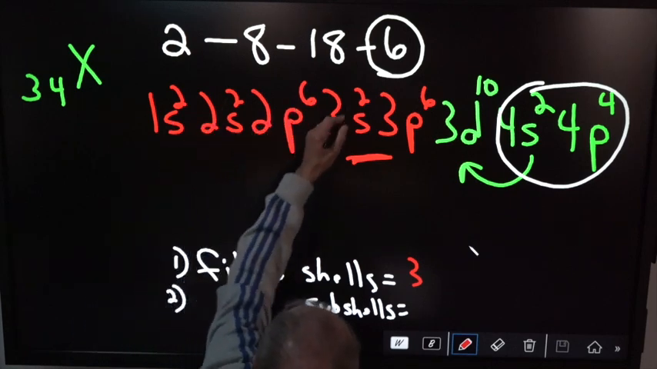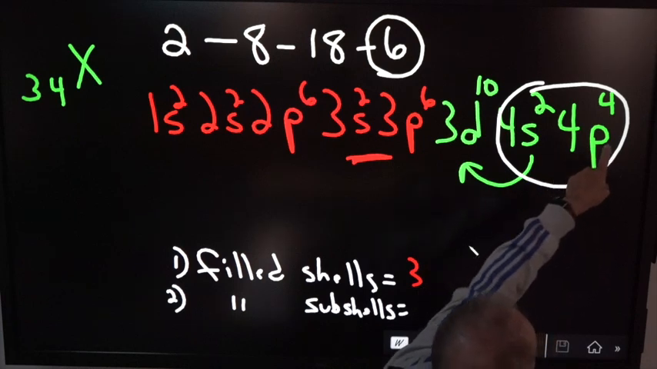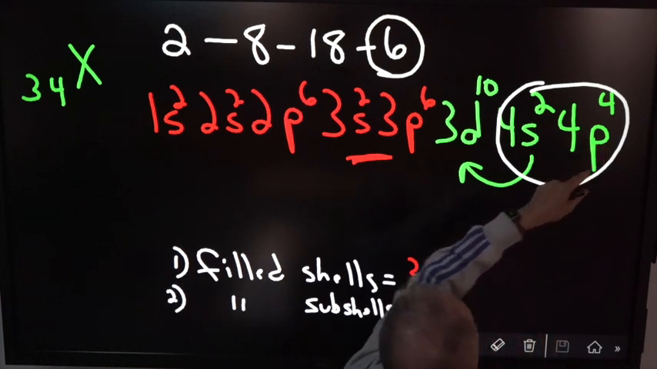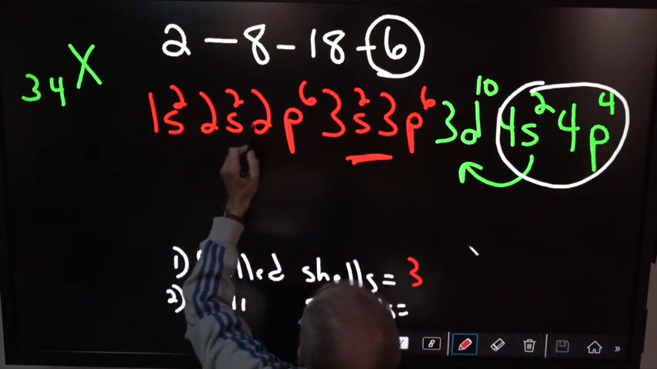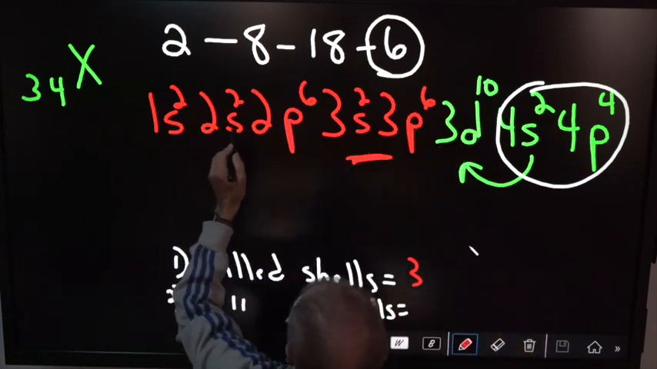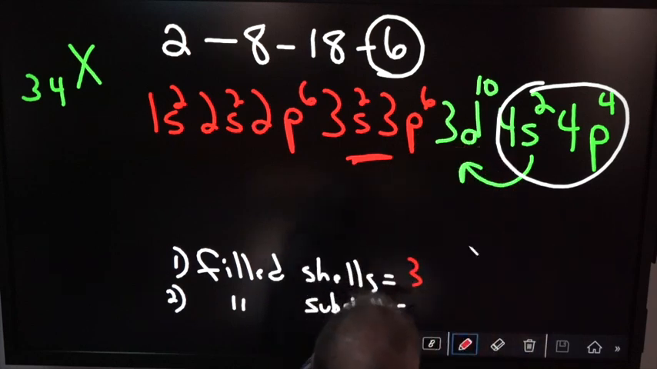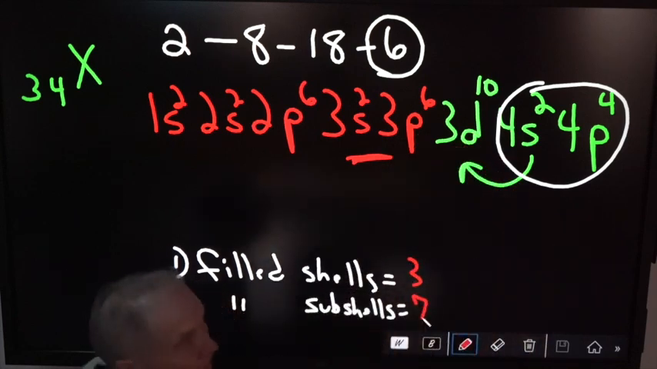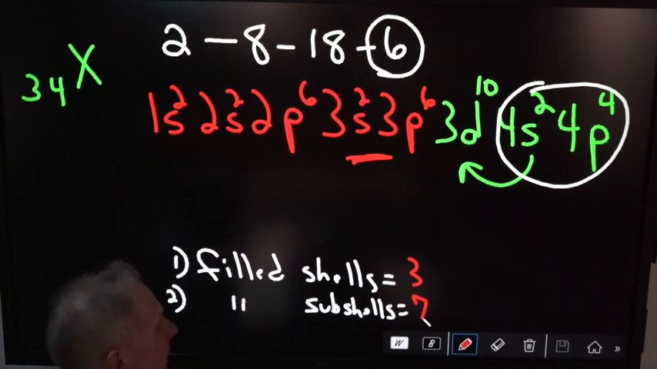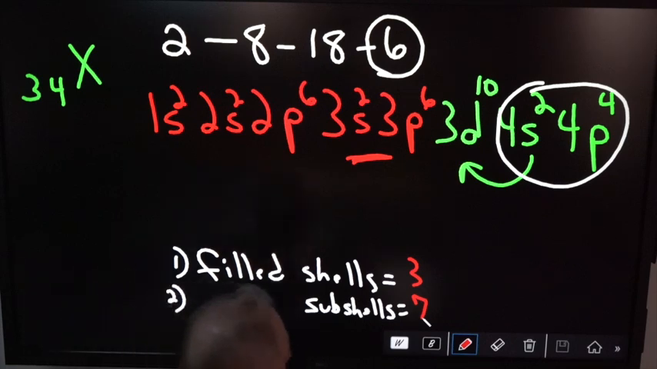2, 3, 4, 5, 6, 7. P would have to have 6 in there. It doesn't. So I have S2, S2, P6, S2, P6, D10. I have 1, 2, 3, 4, 5, 6. I have 7 filled subshells. Now the next thing is, and this is a hard one to do, how many filled orbitals?